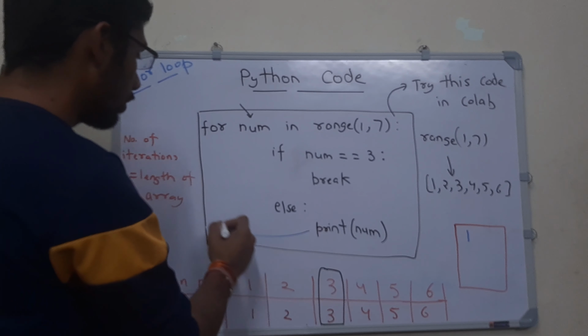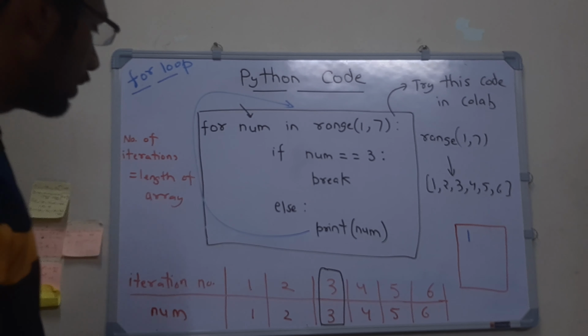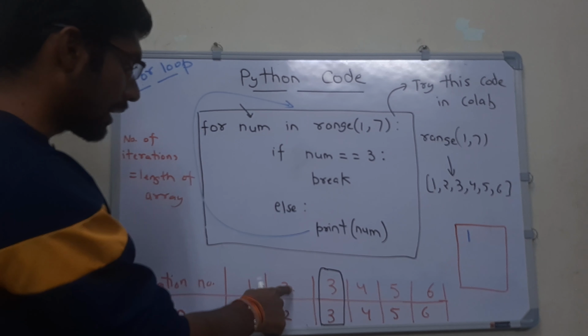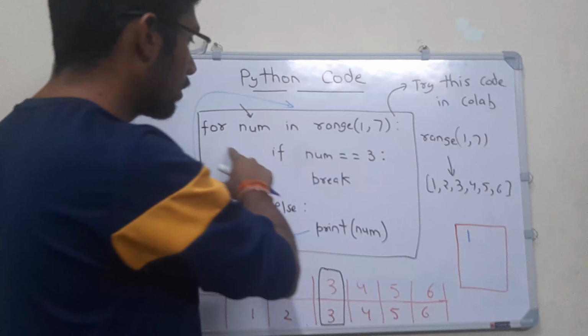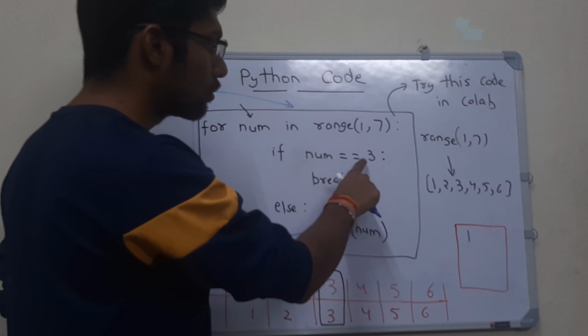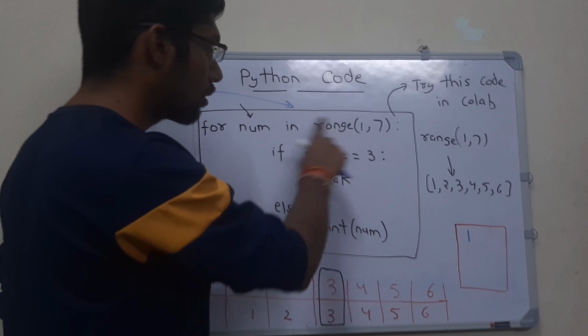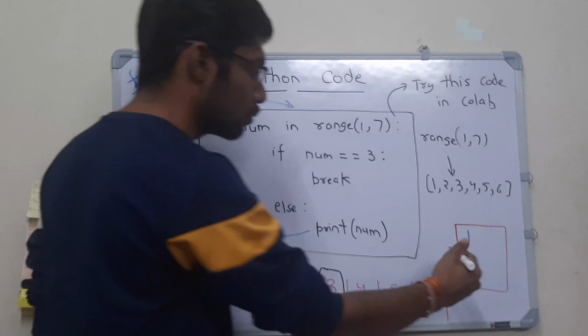Now the control will go back to the loop. In the second iteration, num will take value 2, and according to this condition, 2 is equal to 3 is false. So this will not work. It will come to this else part and it will print 2.